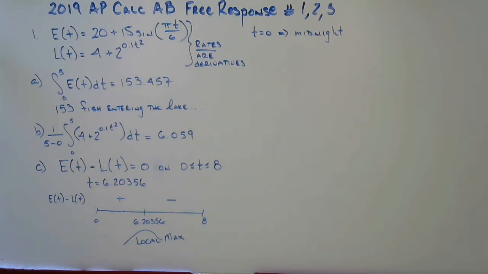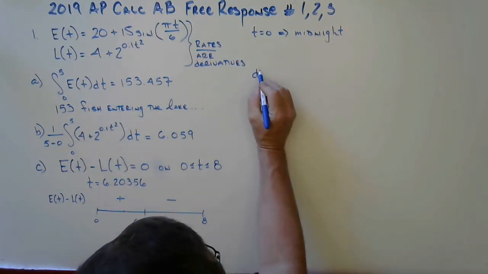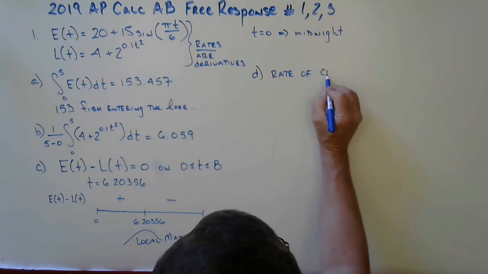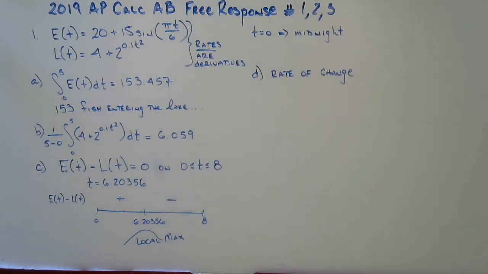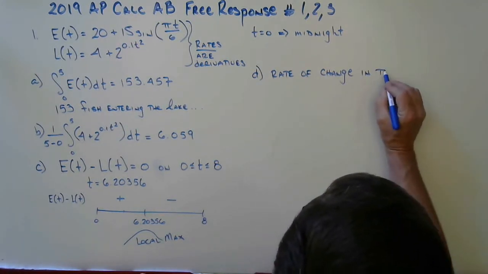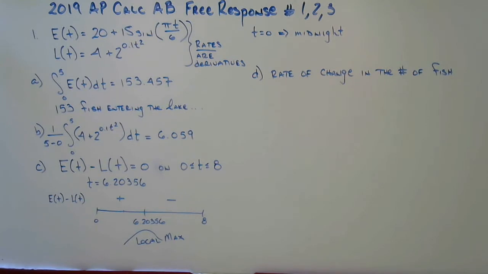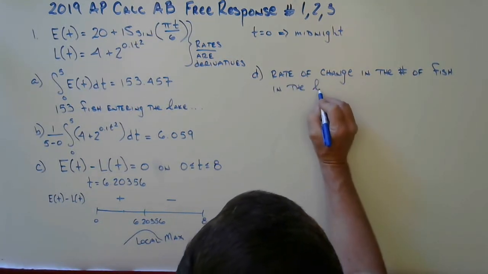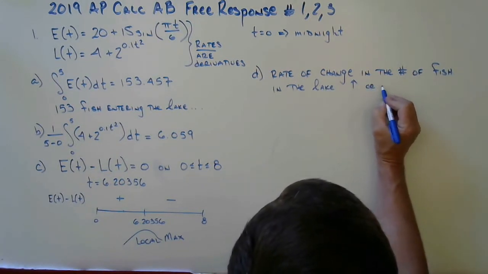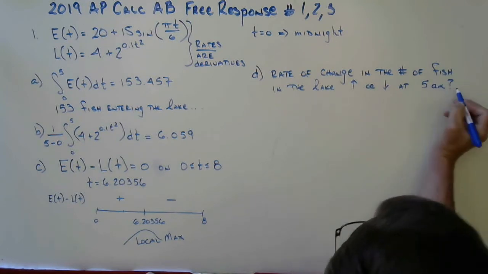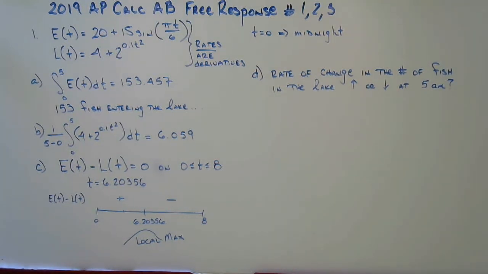Now, part D says, is the rate of change in the number of fish in the lake increasing or decreasing at 5 a.m.? All right, now we're going to have to play some word games here. We want the rate of change in the number of fish in the lake, increasing or decreasing at 5 a.m. That's what they asked us to find for part D.